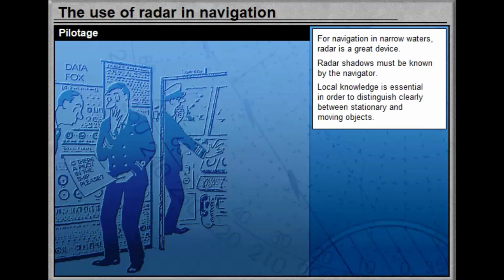In narrow channels, rivers, etc., it is difficult to distinguish between the echoes of buoys and ships. Local knowledge and the reduction of gain can offer great assistance. The chart must be thoroughly studied for radar echoes, especially the echoes of buoys. This makes it easier to pick out echoes of ships and other moving objects.